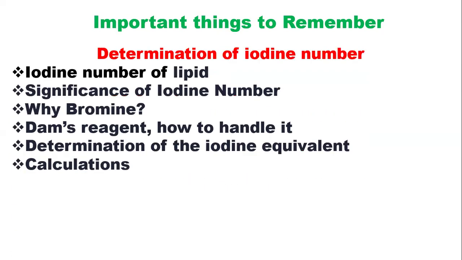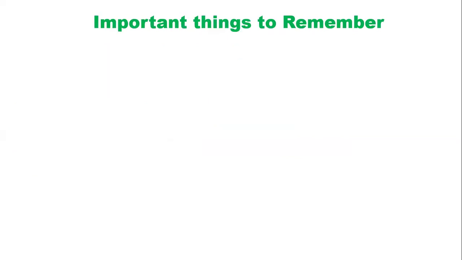Under determination of iodine number, you should be able to define the iodine number of a lipid, the significance of the iodine number, and why bromine is used instead of iodine in the Wijs method. What is Wijs reagent and how do you handle it? In case of spillage, how do you take care of the spillage? What are the components of Wijs reagent, and how do you determine and calculate the iodine equivalent?